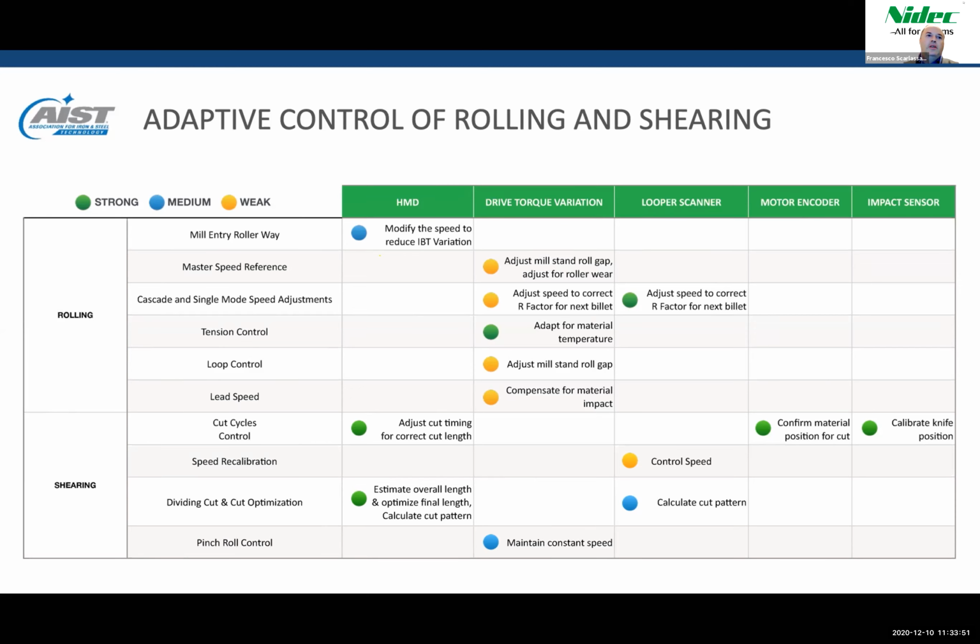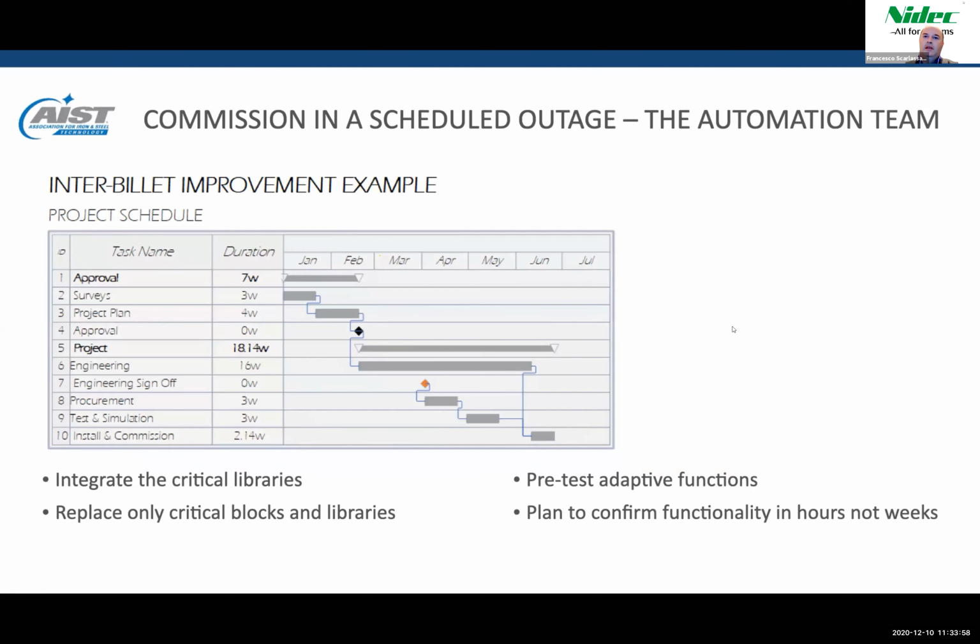To do all this, you must have an automation tool that can implement the adaptive control in the scheduled maintenance shutdown. For example, you can do it during a reheating furnace maintenance outage or also on a longer holiday outage. The automation team must have a clear plan to replace only the critical function blocks and libraries, and they will preserve as much logic as possible. For example, if you have the logic that runs all the lubrication units and auxiliary equipment, then you can keep that logic. If needed, they can also replace other control equipment, such as control desks that are worn out and need to be replaced.